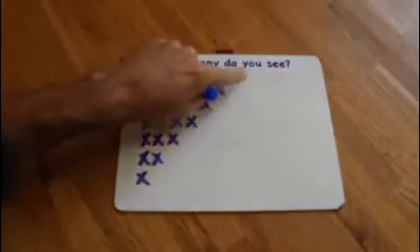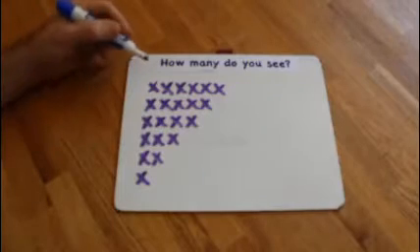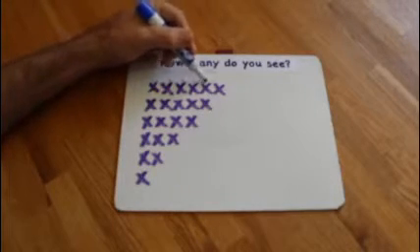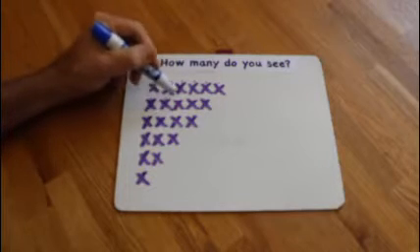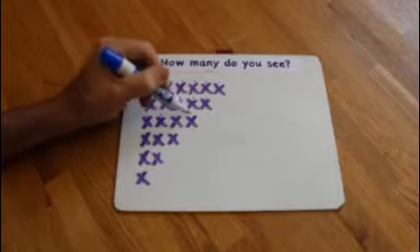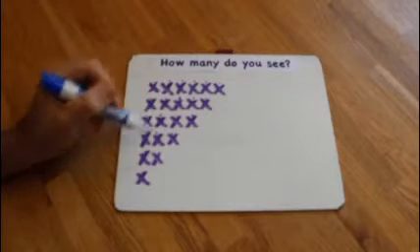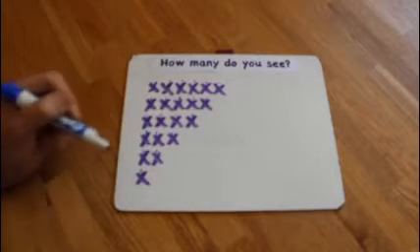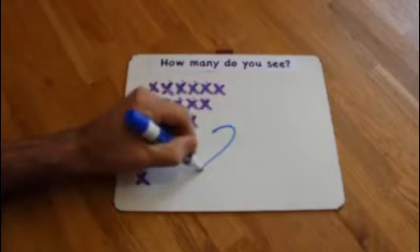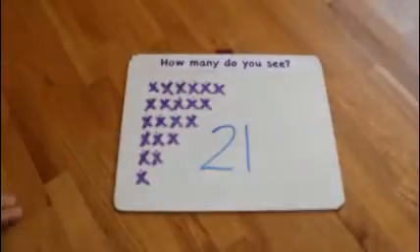How many do you see? Here we go, counting in a line. This is easy for us. 1, 2, 3, 4, 5, 6, 7, 8, 9, 10, 11, 12, 13, 14, 15, 16, 17, 18, 19, 20, 21. How do I write a 21? 2 for the 10s, 1 for the ones. 21.